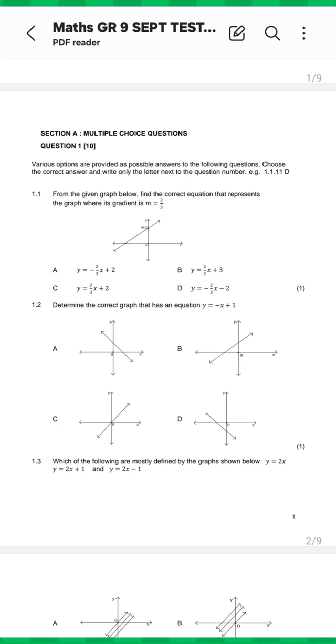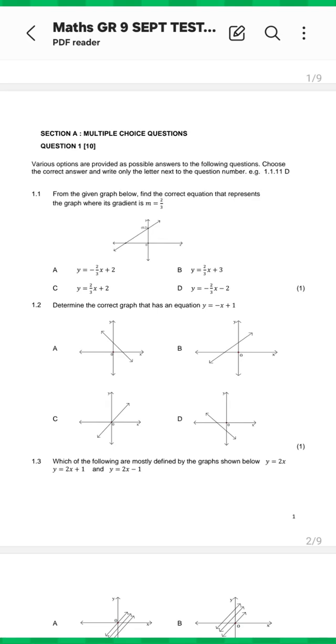As it says there, various options are provided as possible answers to the following questions. Choose the correct answer. Write only the letter next to the question number. Example 1.1.11 D. Okay, 1.1, the question says, from the given graph below, find the correct equation that represents the graph where its gradient is m is equal to 2 over 3.